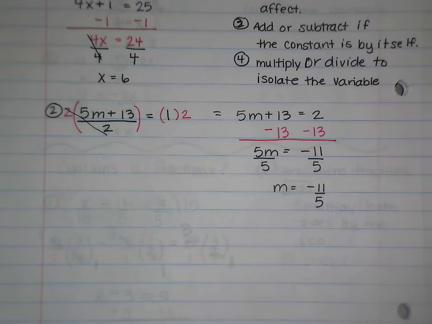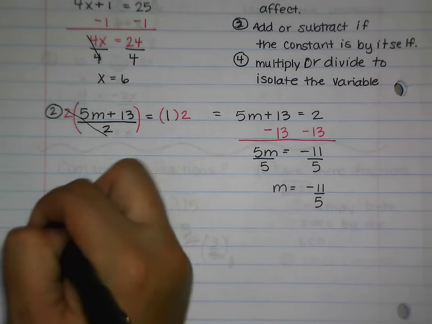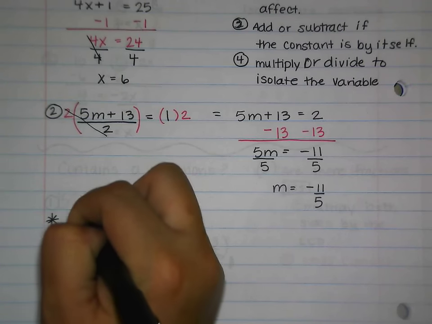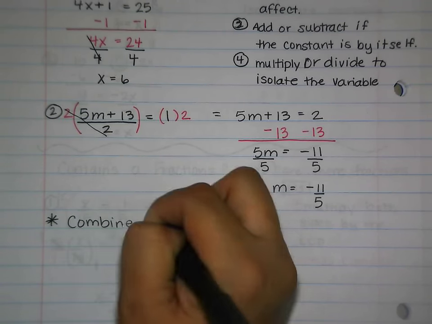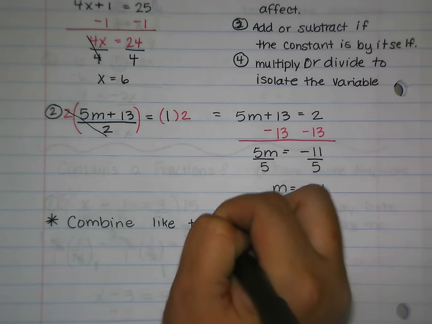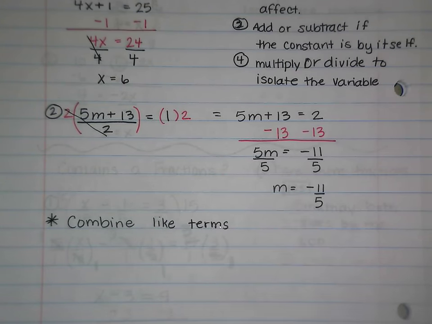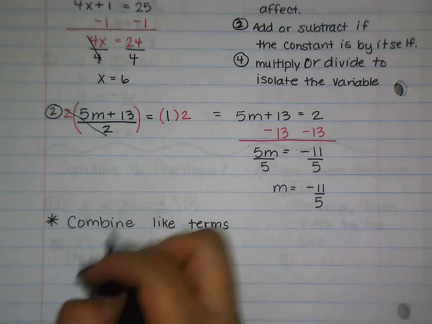You're also going to come across a couple of different things. One of those things is going to be combining like terms. So here's a little section called combining. We're going to combine like terms, and that means we're going to put all the x's together or all the y's together generally. This should be a pretty good review of what we've learned before.